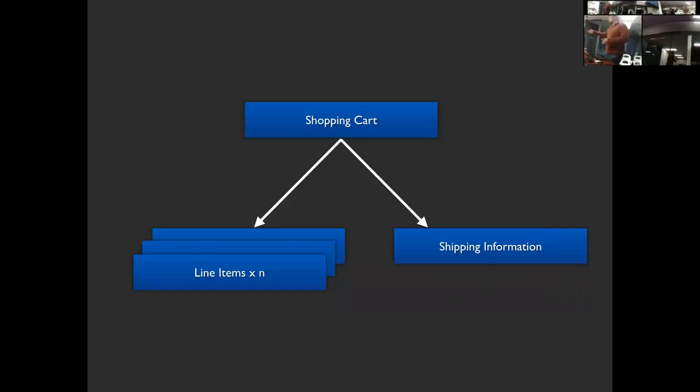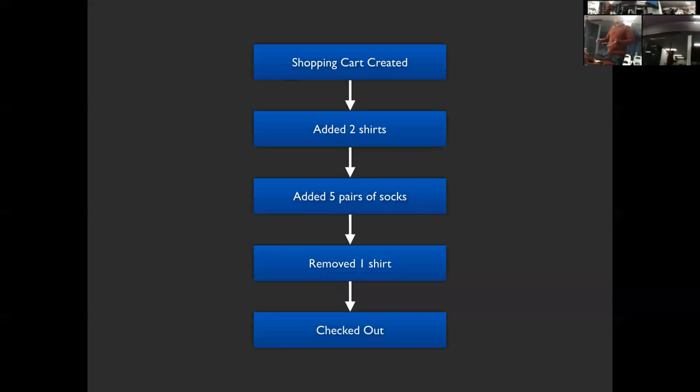You go through, you add some items, you add a line item here, maybe you remove something from the cart, you delete it again. So this is the structural way of looking at it. But instead, we can look at it using the evented model, which is recording what finished happening at every stage. So we can say we created the cart, we added two shirts, we added five socks, we removed one shirt, and then we checked out, added shipping information.